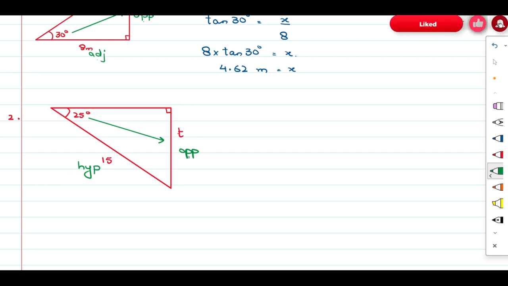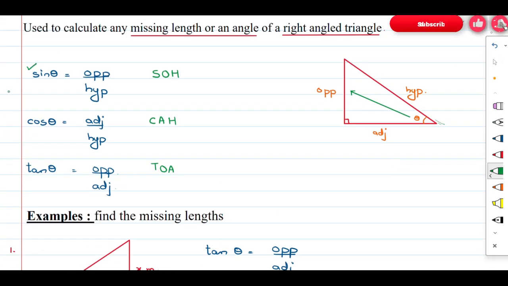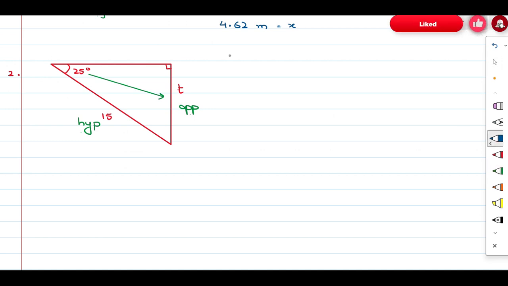Now we are dealing with the opposite and the hypotenuse. Which trigonometric ratio involves opposite and hypotenuse? Sine involves opposite and hypotenuse, right? So let me write this down: sine theta is equal to opposite over hypotenuse. What is the value of theta?